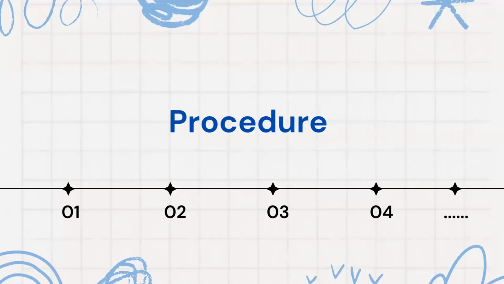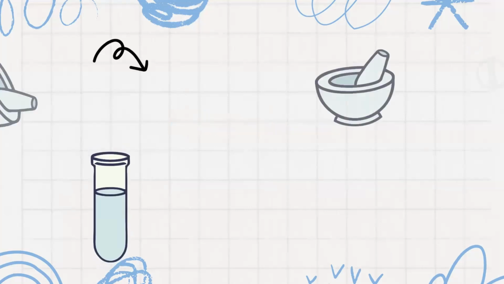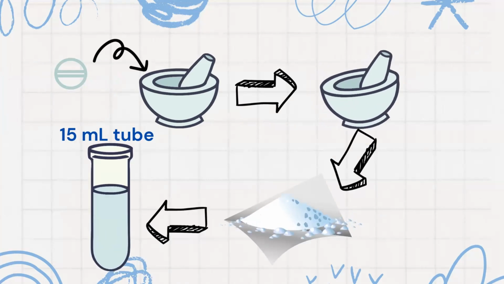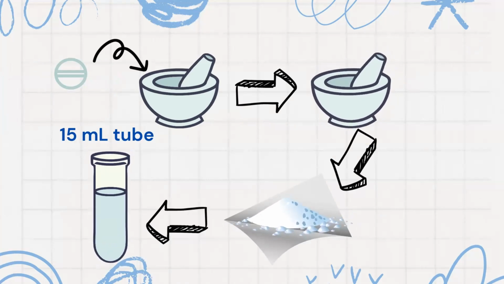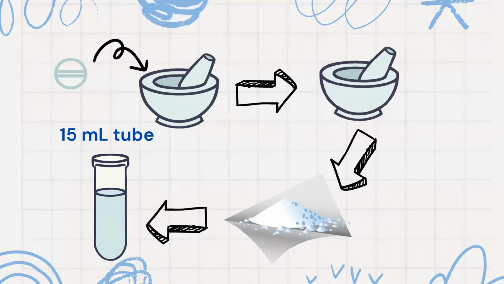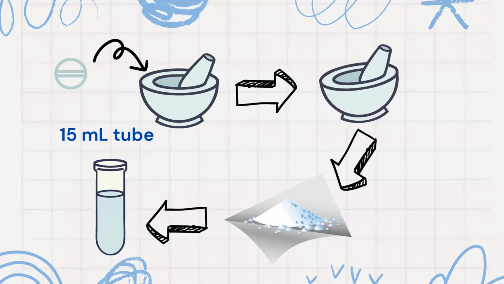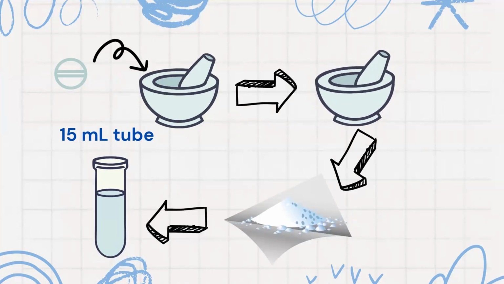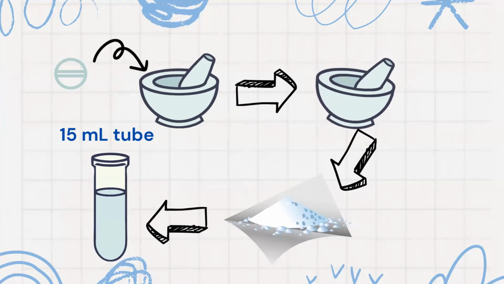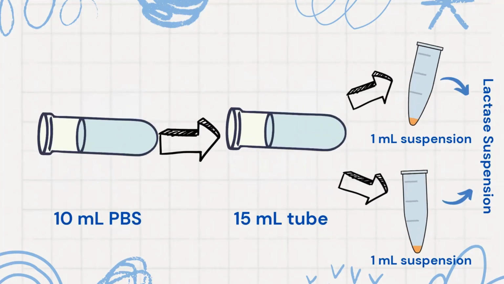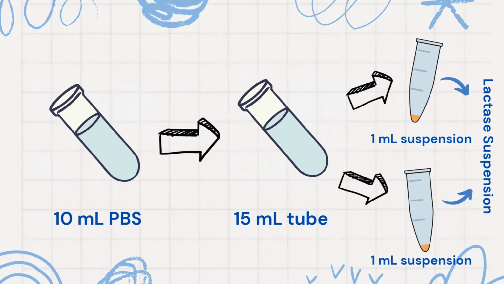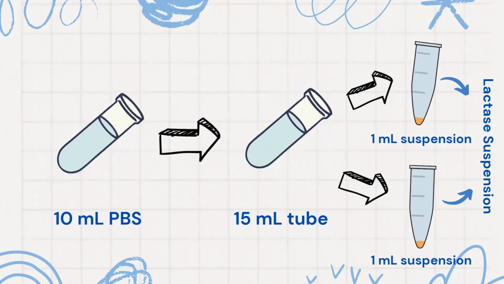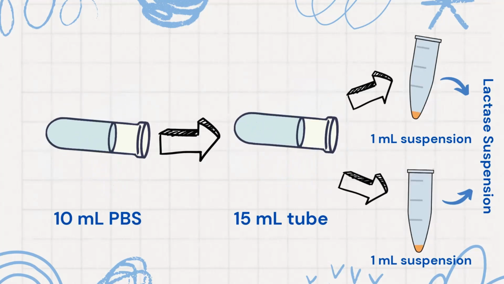Then we come to the procedure part. First, crush 1 lactase tablet containing 200 mg of enzyme to an even powder using a mortar and pestle. The resulting powder is transferred to weighing paper folded diagonally, and transfer the powder into a 15 ml tube labeled as suspension. Then 1 ml of suspension was transferred into two 1.5 ml centrifuge tubes labeled with lactase suspension.